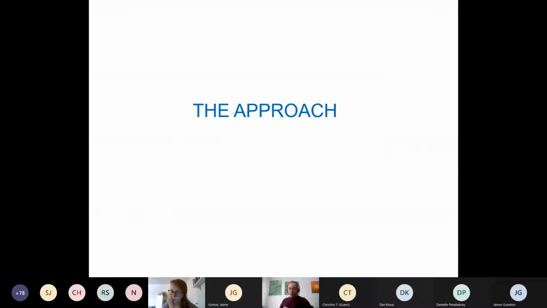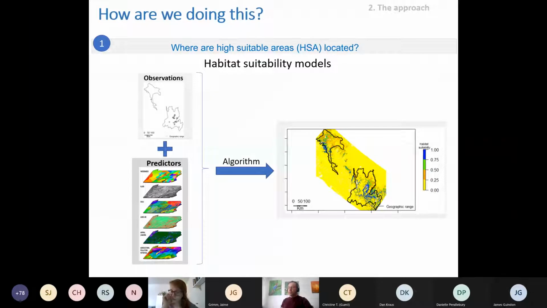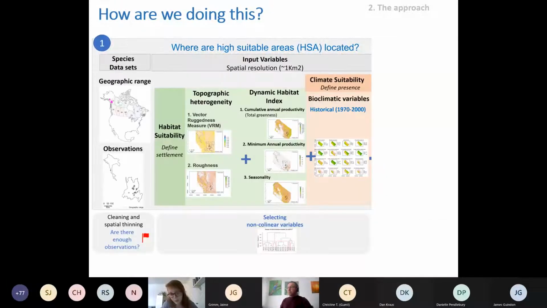But I'm going to start with the approach, and basically we have two big steps that I'm going to summarize here. The first one is taking advantage of this habitat suitability model, because we have observations from the dataset that Chloé mentioned before within those EBARs, and we can use also predictors in order to predict habitat suitability for a particular species within those EBARs using an algorithm. So this one is a more detailed explanation of this.